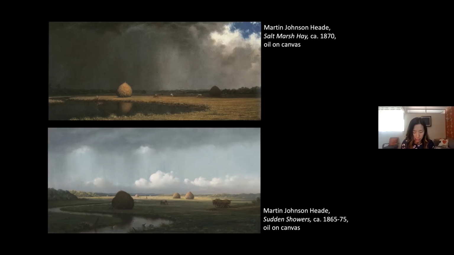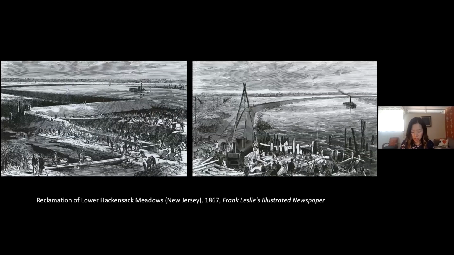The 1860s marked a major push for wetland reclamation in the United States with the passing of a series of swampland acts that ceded 65 million acres of wetlands to states for drainage projects like the one you see here, documented here. This happened not just on the eastern seaboard where Heade was painting, but also in California, where the Central Valley floodplain was transformed into the agricultural region we know it as today.